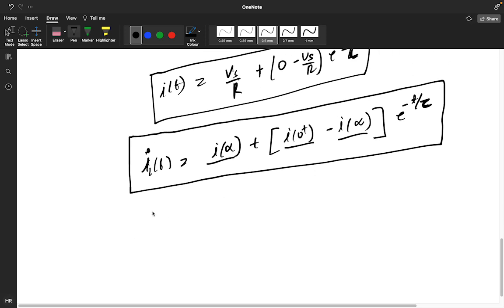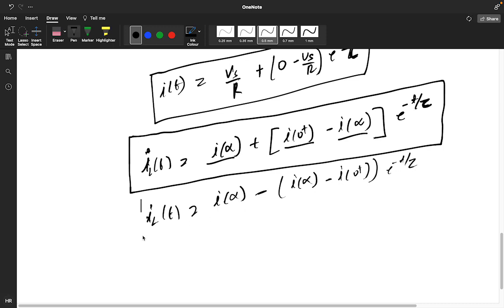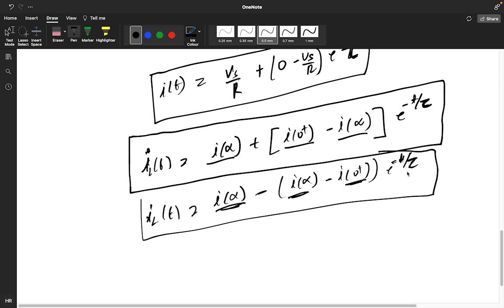When I was studying these things, I remembered this formula like this: IL of t equals I infinite minus, bracket, I infinite minus I of 0, whole bracket, e power minus t by tau. It is the same thing, because I took the minus common. So I infinite, then I 0, and everything is multiplied with e power minus t by tau. So guys, this is the formula for your RL network.